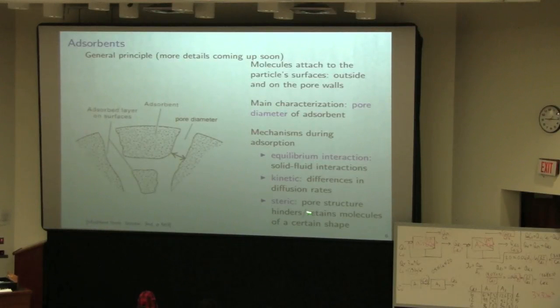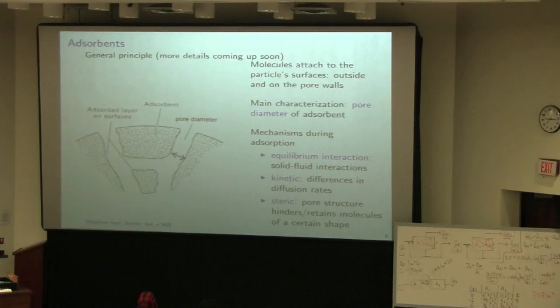So that pore structure will hinder and retain certain molecules or certain shapes. If the molecule is bigger than the pore diameter, or if it can be oriented as a long molecule, it can get in there in a long orientation, but once it's in, it can't move around and get out again easily. So we see our pores have some steric interaction, shape interaction, with the molecules themselves.